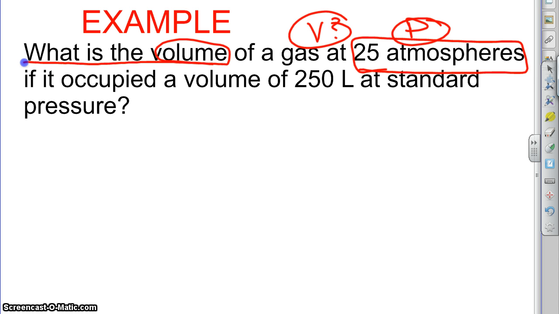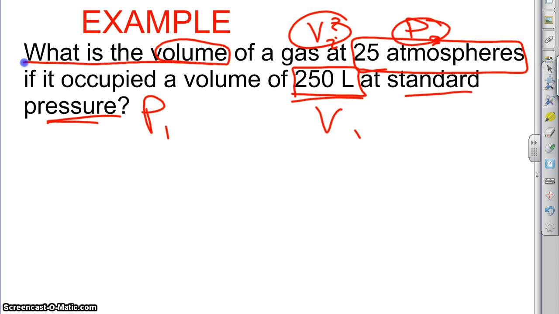And it says if it occupied a volume of 250 liters, that is a different volume. At standard pressure, that is a different pressure. So these go together, so we'll call these ones and we'll call these twos. Again, it wouldn't matter if you call them the other way. The reason I'm doing it this way is because this was the initial state. It started at standard pressure and we're going to change it to 25.